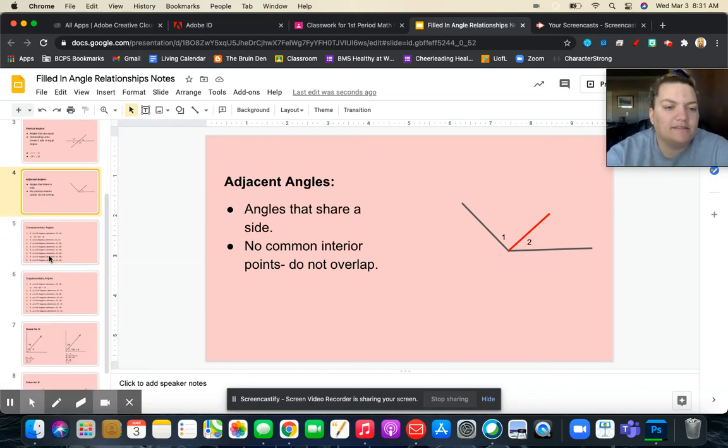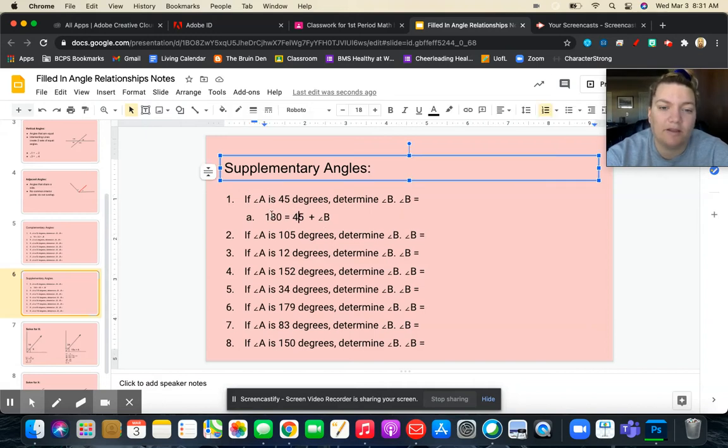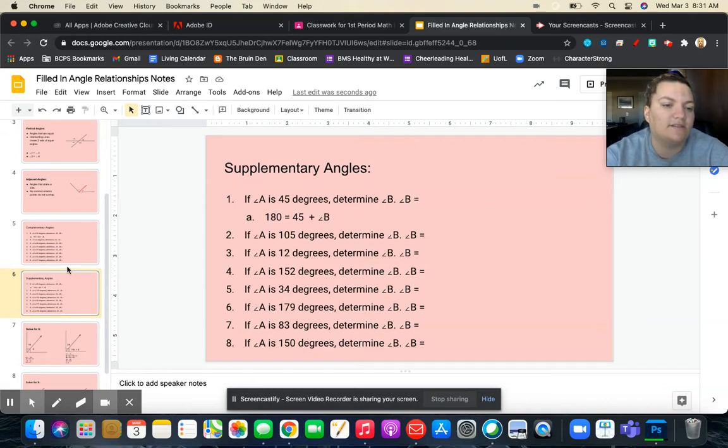All right, the next 2 slides are just practice for you guys. If you want to grab a piece of paper, a group did these in class. So we know if angle 1 is 45, supplementary angles need to equal 180. What is angle B going to be? So there's a few to test you out.